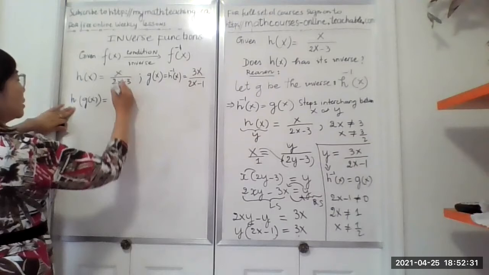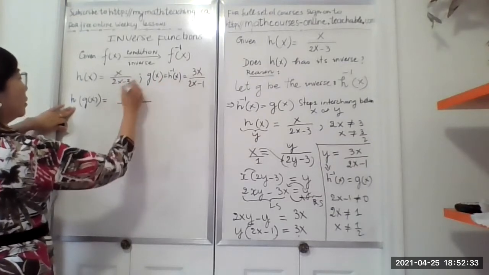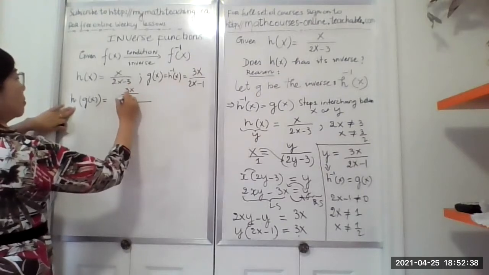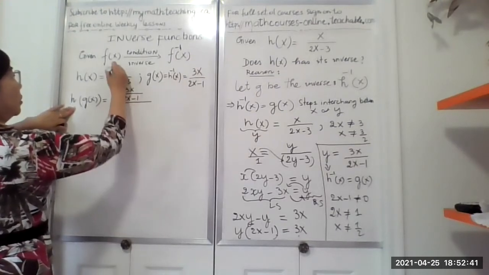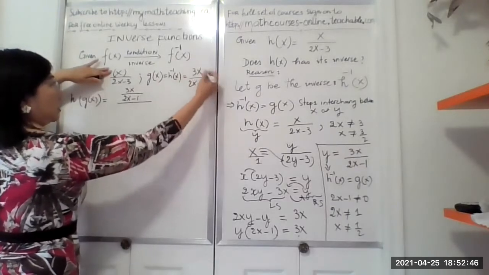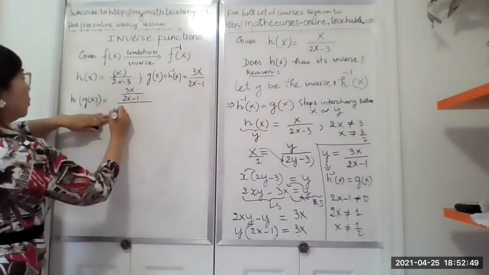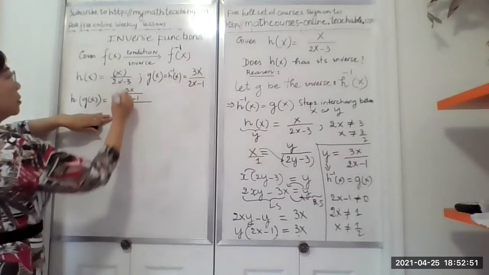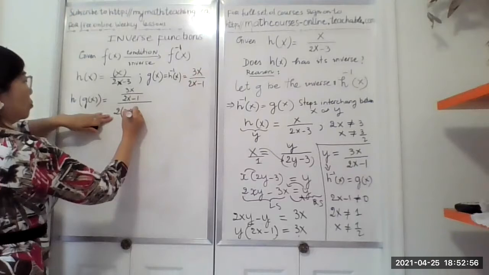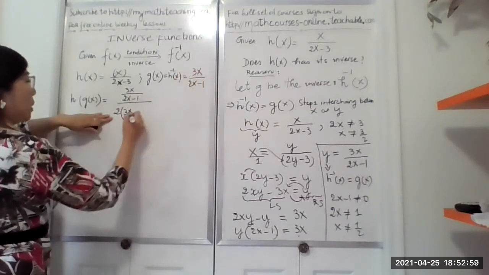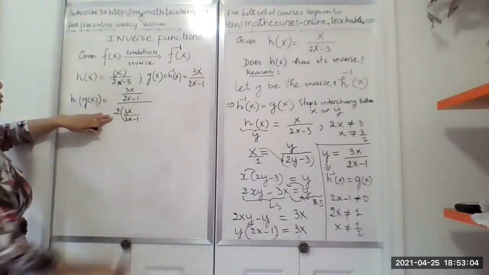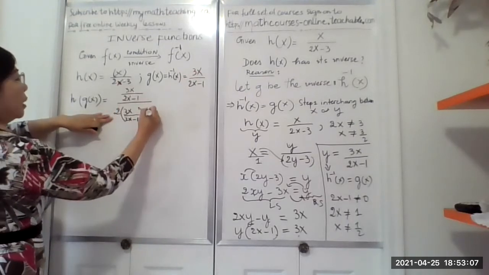So now this x will be replaced by 3x over 2x minus 1, right? Because this x here in the bracket will be replaced by the whole thing of g of x. Down here we have 2 and an x. So again, whenever we see an x, we will replace it by the whole thing. So 3x, the whole thing of g of x, 3x over 2x minus 1. So close the bracket and minus 3.